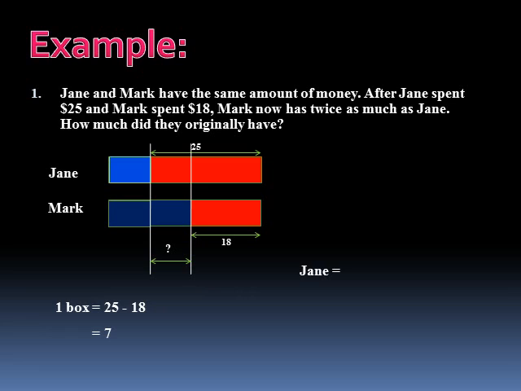Now, if we want to find Jane's money, remember Jane's money here is one blue box, which is 7 as we found out, plus the money that she spent, which was 25. So therefore, Jane had 32. And Mark had two blue boxes, which is 7 and 7, plus the 18 that he spent. So he also has 32. And remember, originally they have the same amount of money.